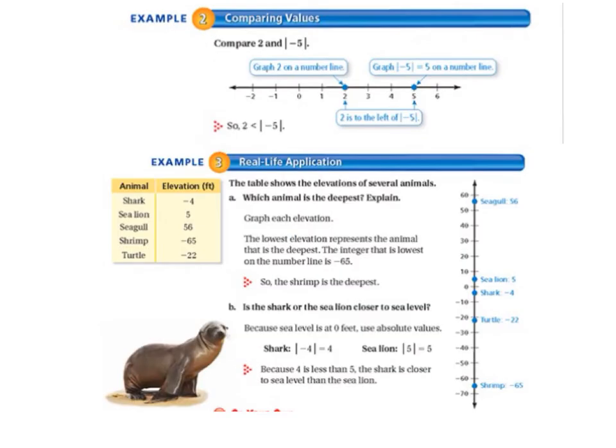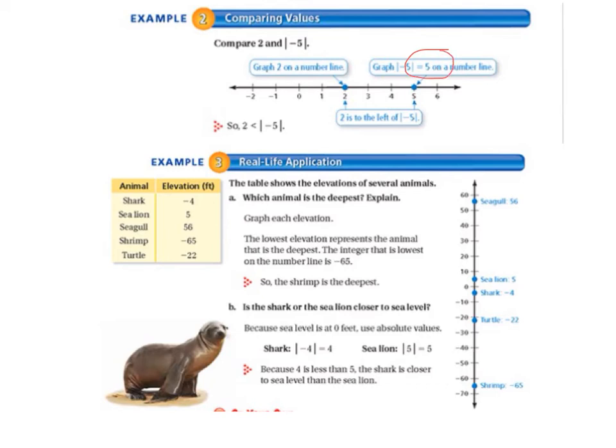Moving on to page 271 and example 2, comparing values. Compare 2 and the absolute value of negative 5. So we graph 2 on a number line, and we graph the absolute value of negative 5 on a number line. So the absolute value of negative 5 equals 5.